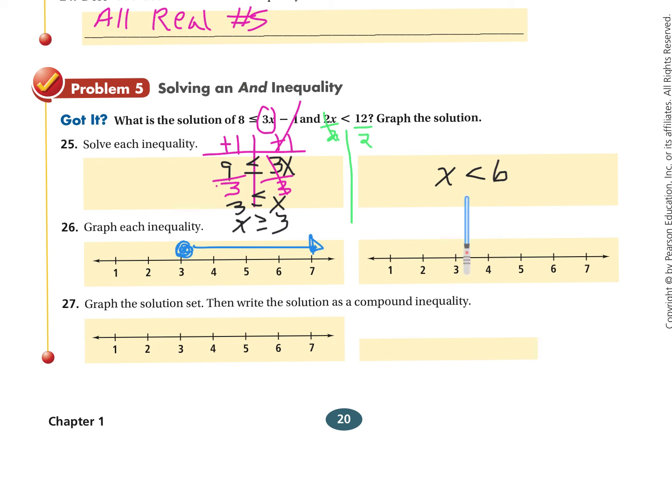So because my inequality sign does not have an equals to bar like that one did, we will have an open circle at 6. So here's my boundary point, open circle at 6. And then what I want is all values less than 6. That's an arrow pointing to the left, and lo and behold, all values are to the left.